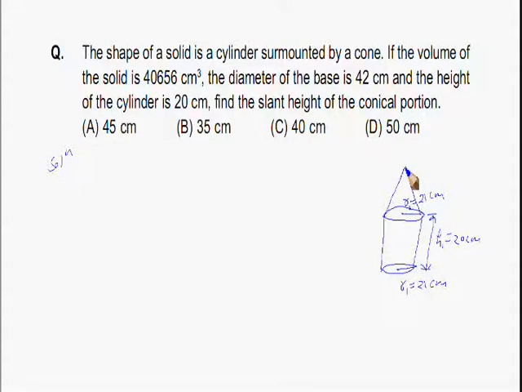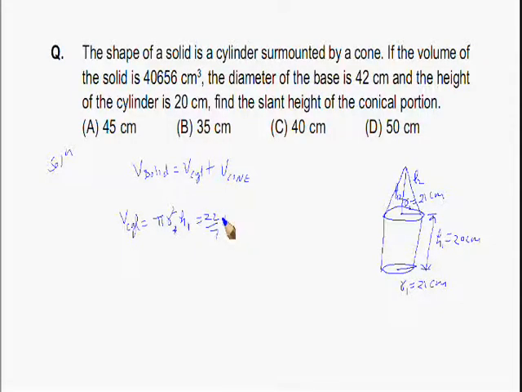Now we are assuming that the height of the cone is h2 and the slant height be L2. Now the volume of the solid is equal to the volume of cylinder plus volume of the conical portion. So we separately find the volume of cylinder and the volume of the cone. First of all, we find the volume of the cylinder, which is equal to pi r square h. We can say pi r1 square into h1. The value of pi is 22 upon 7.